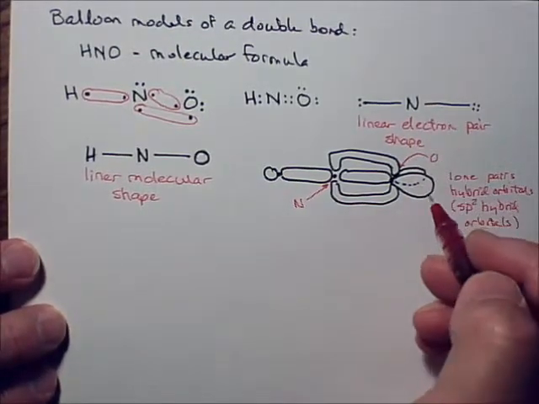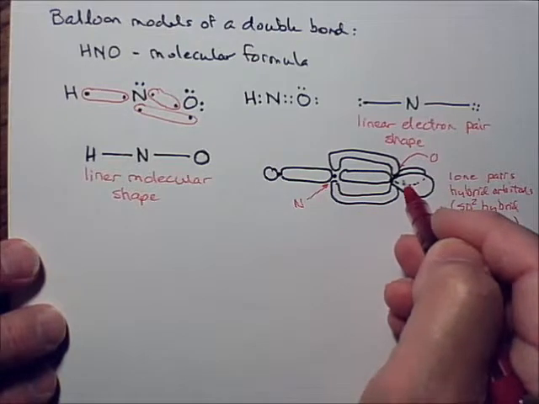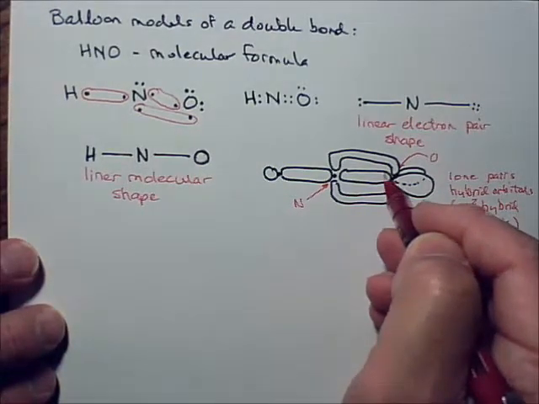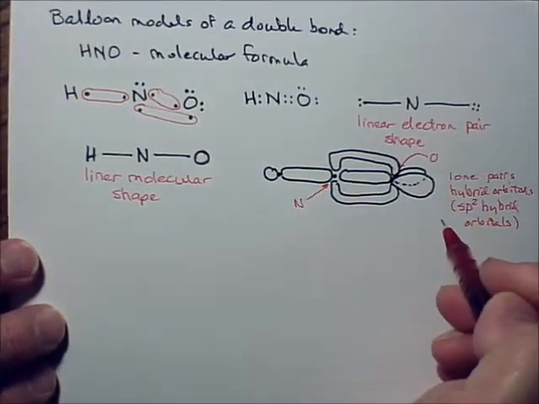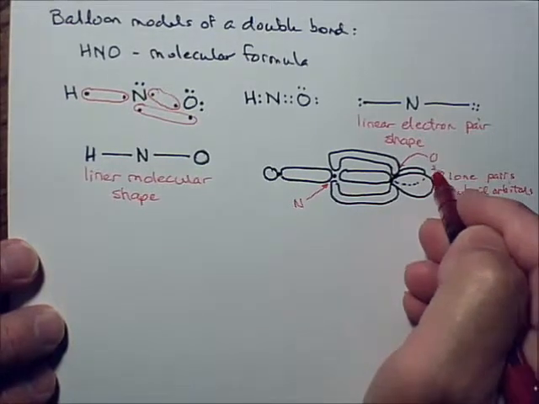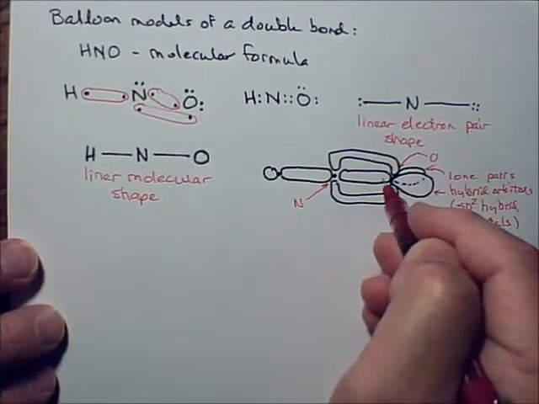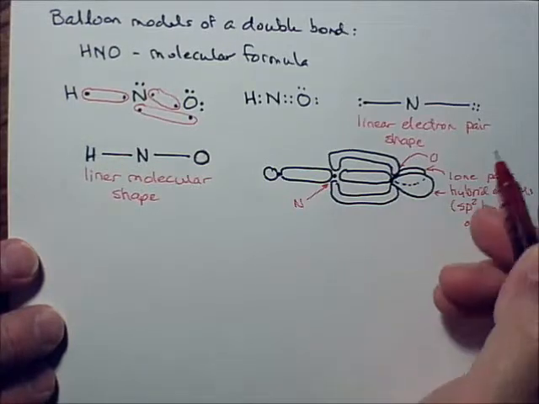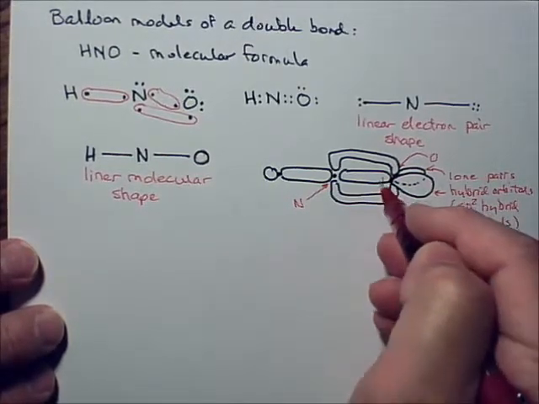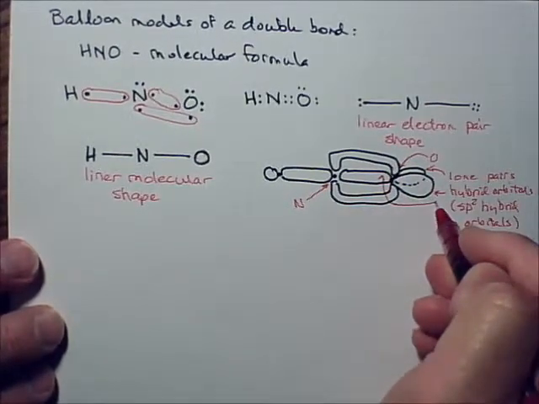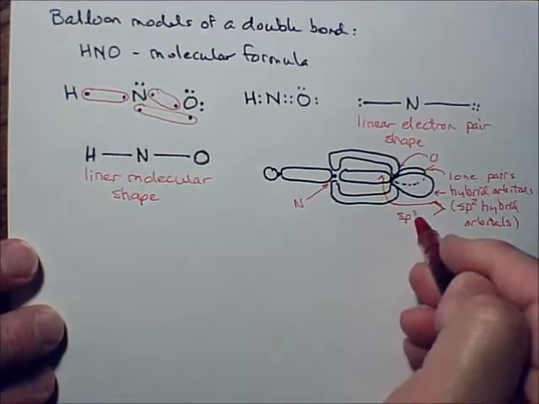All right? So then this, and right here are all sp2 hybrid orbitals. Okay? The lone pairs are hybrid orbitals, and this is also an sp2 hybrid orbital. Okay? Well, let's do it this way. Let's say it's an sp2 hybrid orbital like this.